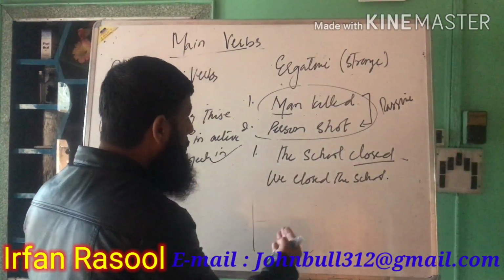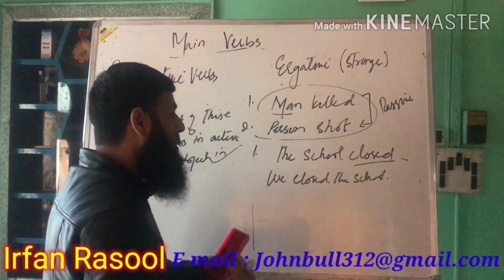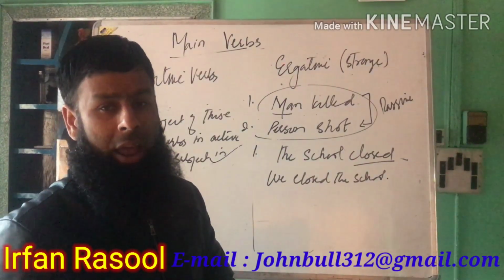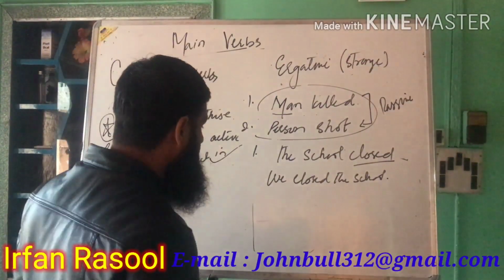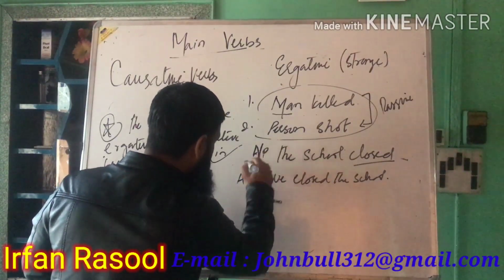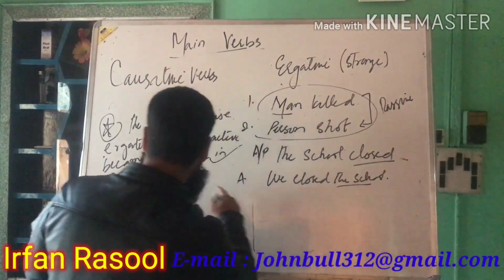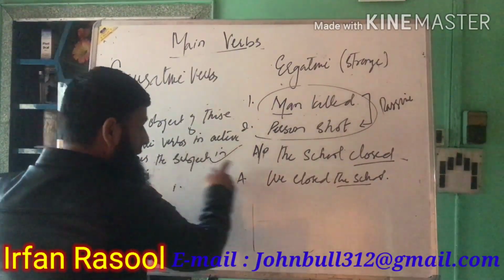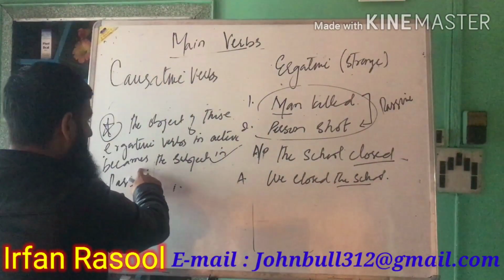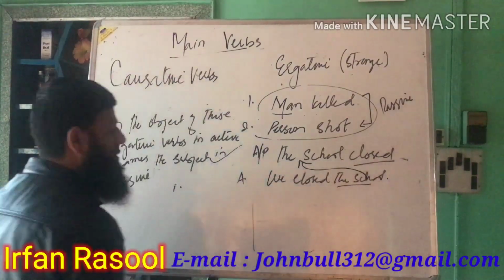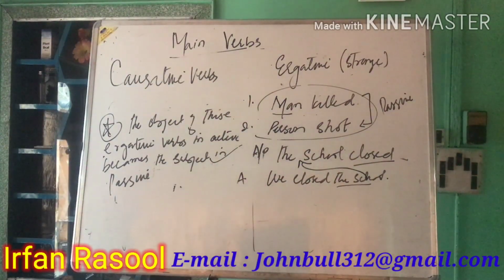And why can't we put the passive rule there? Because if we put the passive rule there, the school was closed, then we need to mention who closed the school. And it's not one person who closed the school. See, this is active, and this is also active, but it's taken as passive. The object of these ergative verbs in active sentences, that's the school, becomes the subject in the passive. See, it came here as a subject.